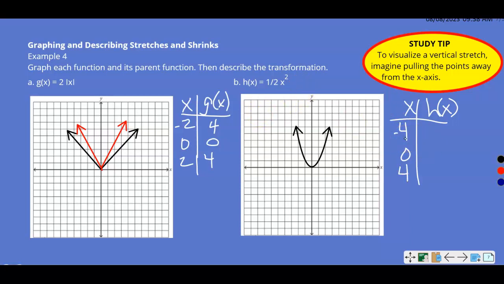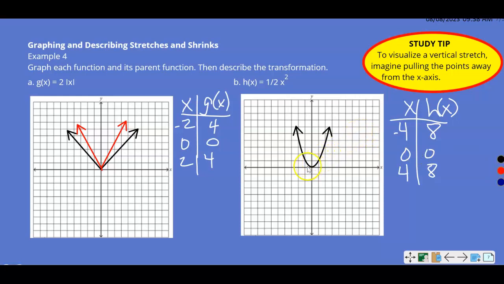Again, you can choose any x's you want. x is your independent variable, so you get to pick x, plug it in, and solve for y. Always do powers first. So -4 squared: a number squared is going to become positive, so that's 16. Half of 16 is 8. 0 times anything is 0. 4 squared is 16, and half of 16 is 8 again. So that gives us some points to graph.